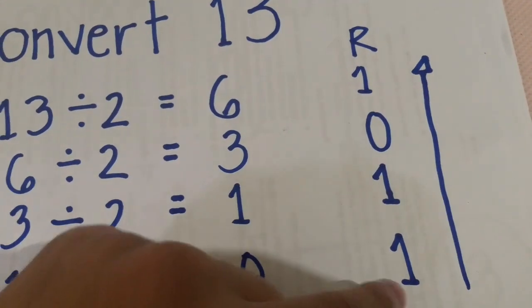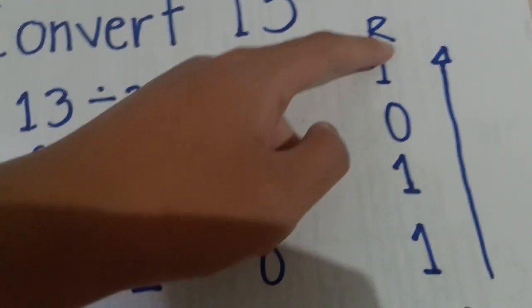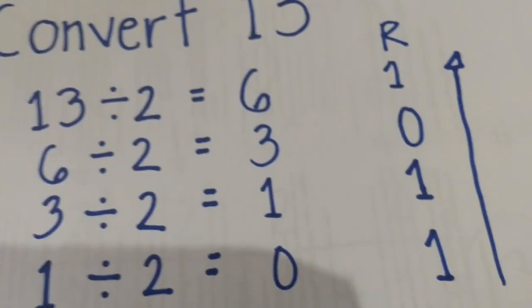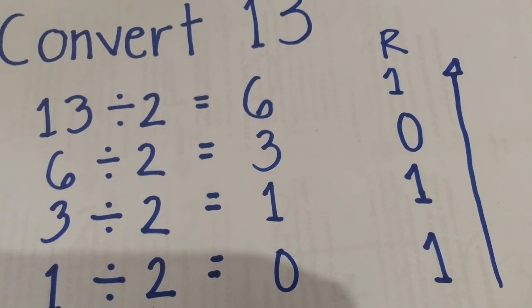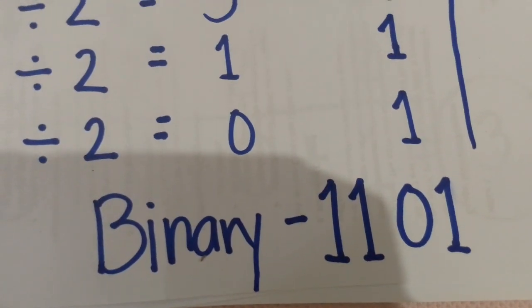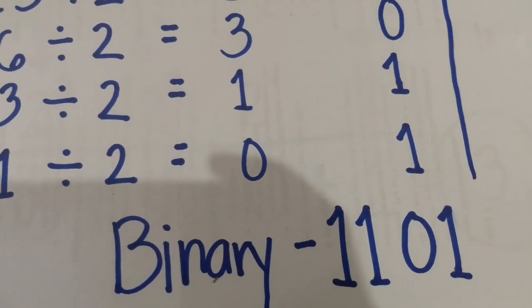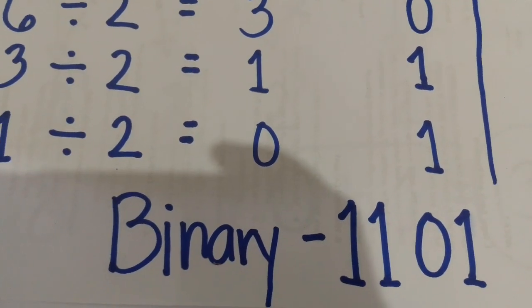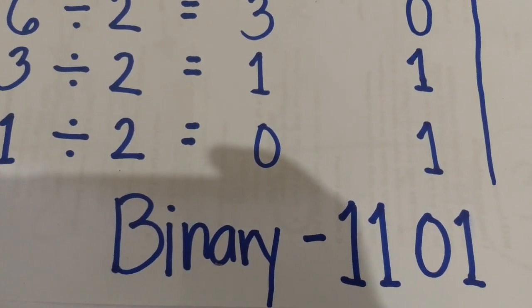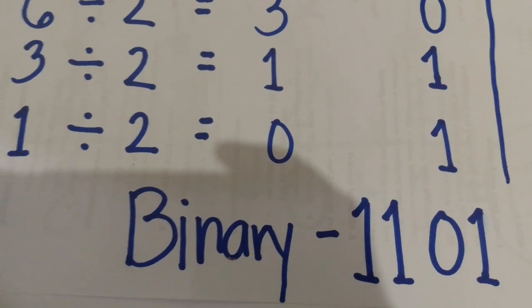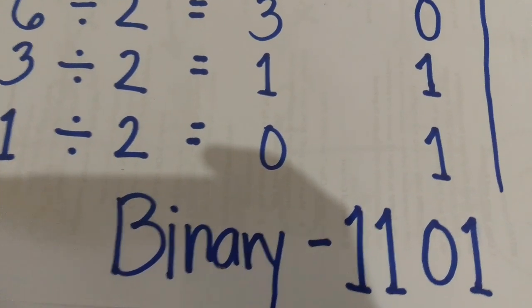Now, how are we gonna get the binary? We're just gonna have to start from bottom to top. So, its binary is 1101. Got it? So, let's try converting 1101 into a decimal number. Let's find out.